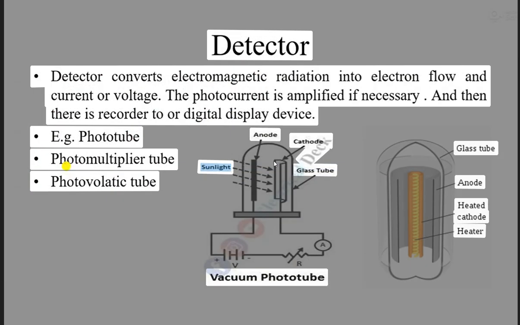Now, what's a detector? A detector converts the electromagnetic radiation into electron flow, a current or voltage. The photocurrent is amplified if necessary, as we said earlier. And then there is a recorder or digital display device. Examples are phototube, photomultiplier tube, or photovoltaic tube. Here is a vacuum phototube. Here is the light coming. Here is the anode, and obviously the cathode. Now it's the tube.